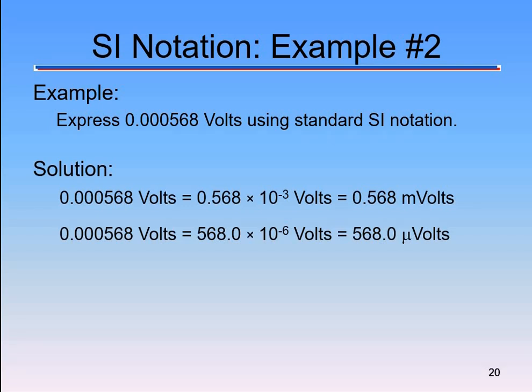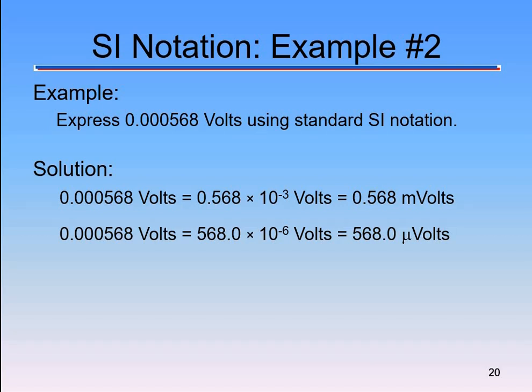I don't ever do the first part here with that solution. No one's going to say 0.56 millivolts. Most common nomenclature, right? We moved it 6 places, so it's 568 times 10 to the minus 6. Minus because it's less than 1, 6 because that's the number of places we moved. All right, and we have 568 microvolts.